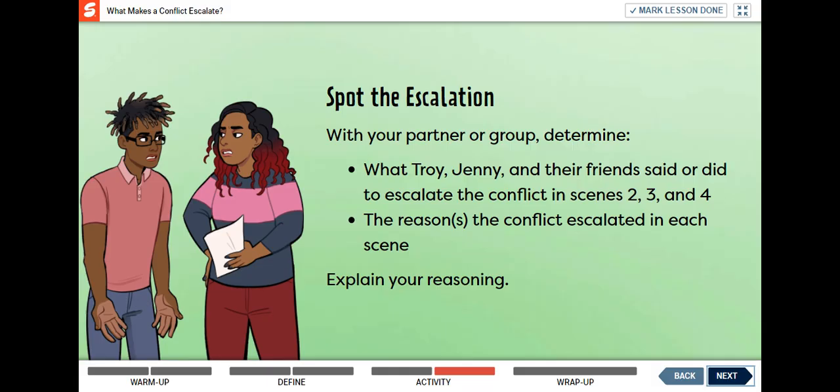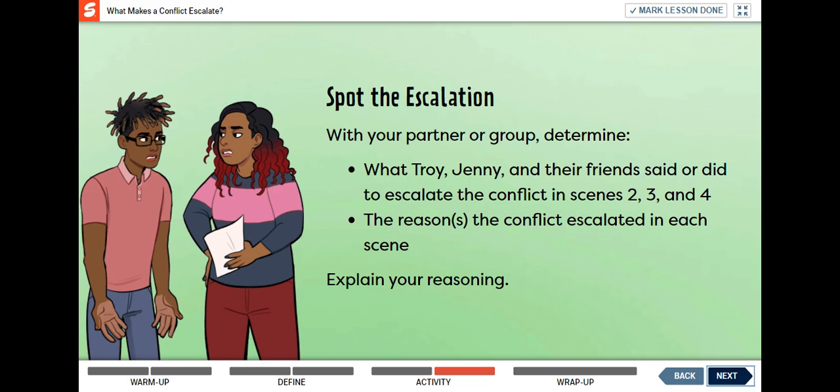Scene 3. Troy storms off. Later, he texts Jenny and accuses her of making him mad on purpose so she can quit being friends with him. Jenny shows the text to a mutual friend. The friend texts Troy and tells him to stop being a jerk. Troy is furious and immediately posts something negative about Jenny on social media. End of scene 3. So again, reasons for escalation: not managing emotions, jumping to conclusions, making assumptions, and involving others.